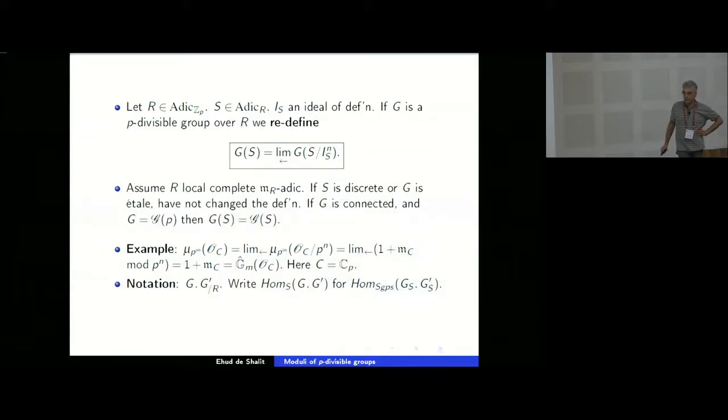And as a matter of notation, from now on we will have occasions to base change a lot, and I don't want to carry this base change everywhere. So if G and G prime are over R, and we write Hom_S(G, G prime), I really mean Hom over S of the base change. It doesn't have any other possible meaning.